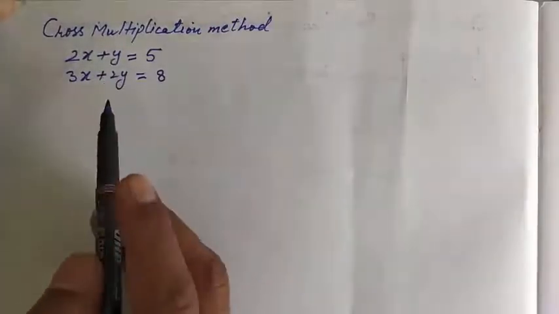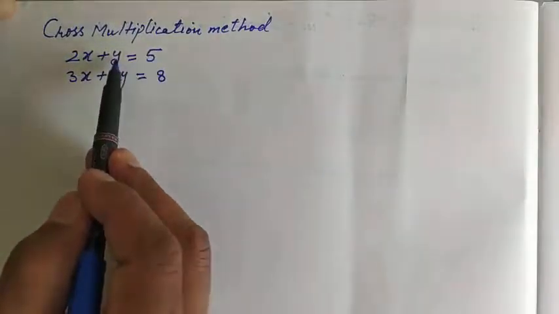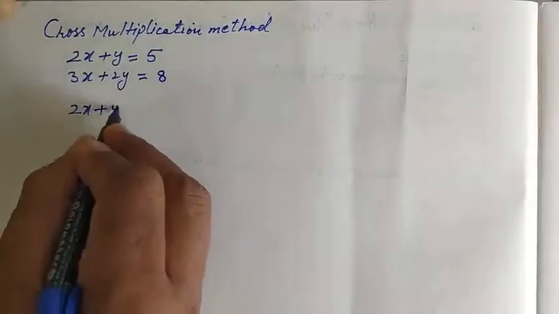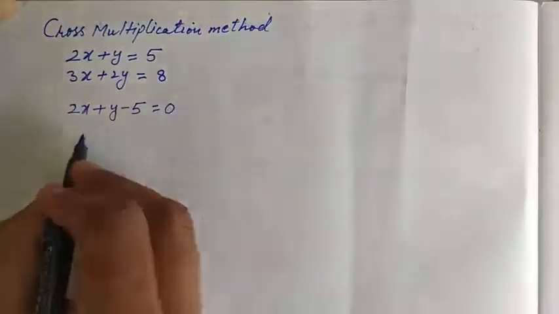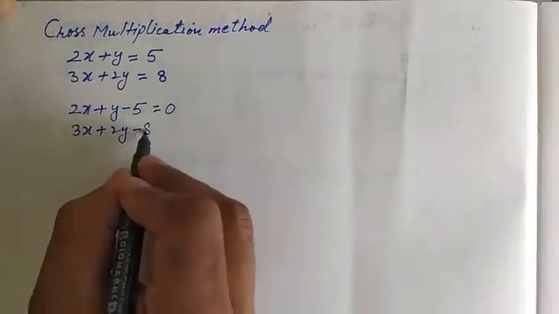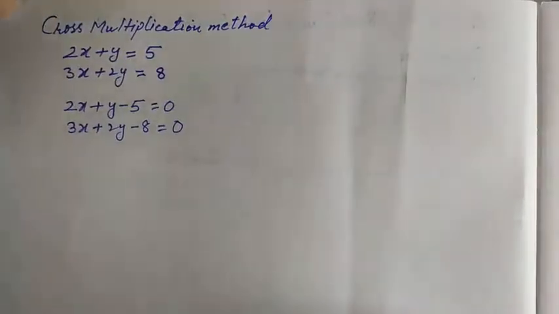So next is the cross multiplication method. So I have written these two equations. Now the first step is to bring these constant terms to the left hand side. So it becomes 2x plus y, and this 5 will become minus 5, is equal to 0. And the second one is 3x plus 2y minus 8 is equal to 0. So let's start the cross multiplication method.